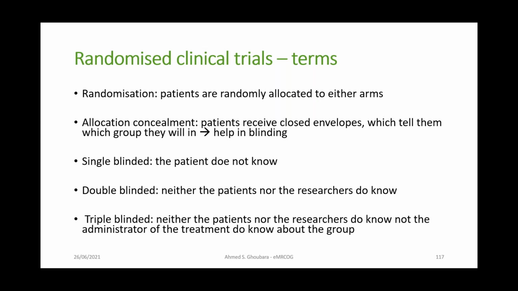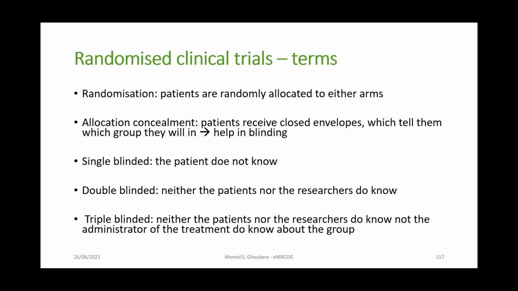So randomization, the patients are randomly allocated. So we have group A, group B. Group A will take drug A, group B will take drug B. It's not for you to decide which patient will go here or there. Randomization is like tossing a coin. Heads will go this way, tails will go the other way. Allocation concealment, the patient will receive a closed envelope, which will tell them which group they are allocated to.